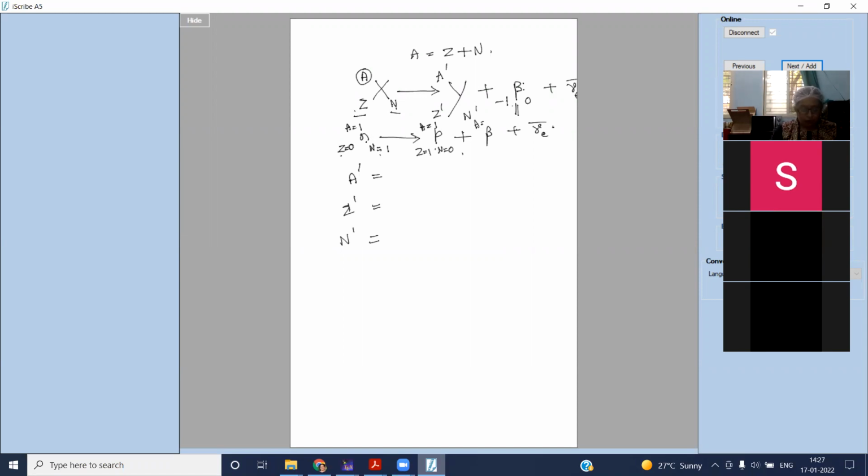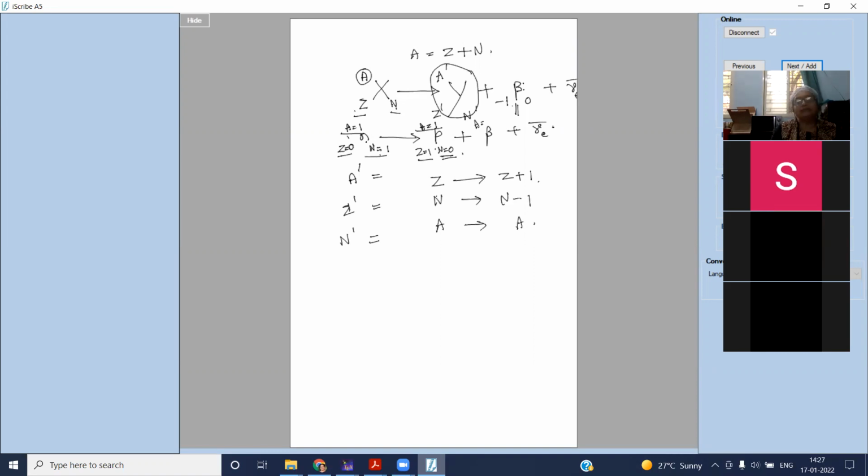Okay. So now what happened here? A is remaining the same. Z changes by plus 1. N reduces by 1. So I will write a rule for beta decay. Z goes to Z plus 1. Whenever neutron decay happens, Z goes to Z plus 1. N goes to N minus 1. A goes to A.